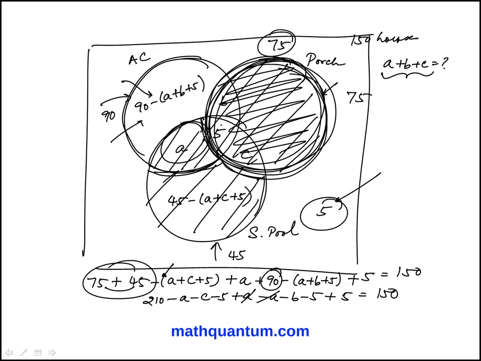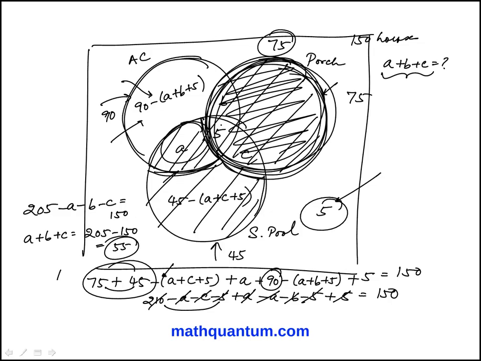These A's drop out, the 5's drop out, and I have 210, so that's 205, and then I have minus A, minus C, minus B, so minus A, minus B, minus C, nothing else is left, is 150. Which means A plus B plus C is 205 minus 150, which is 55, and that is answer choice D, and it's indeed there. So once you set it up this way, you will get this equation. Obviously, you have to keep your work clear, and the answer is D.